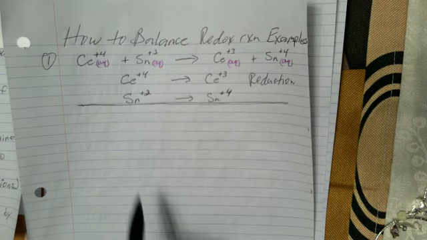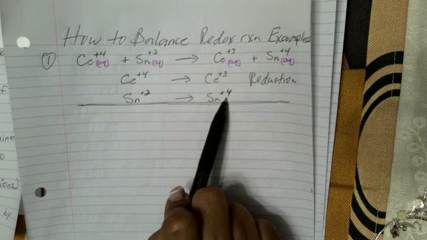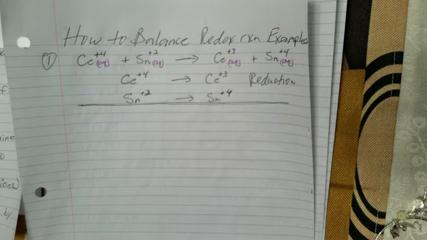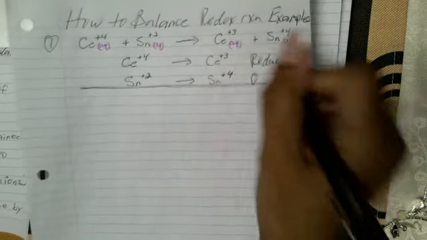All right, so let's take a look at this bottom one. I'm going from a plus 2 to a plus 4. What am I doing there? I'm getting more positive. So this half is called, that's right, the oxidation half.